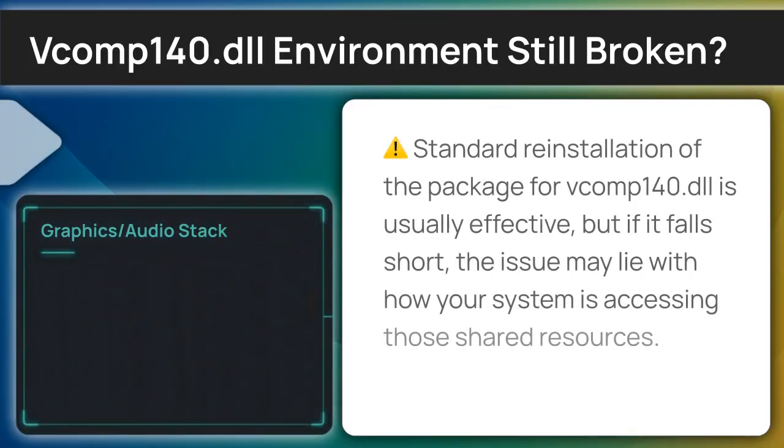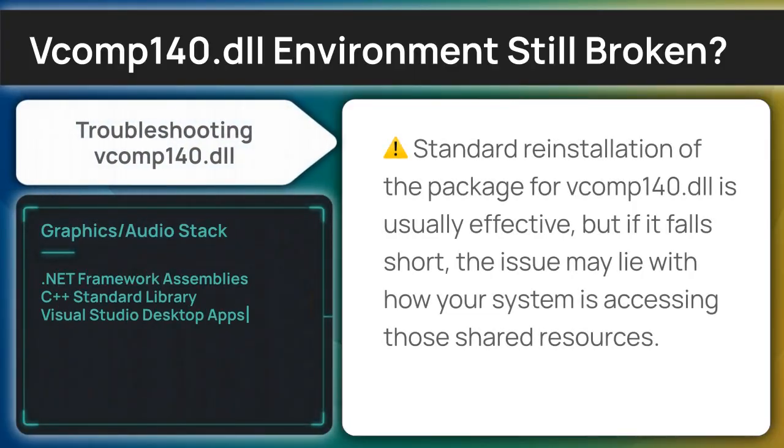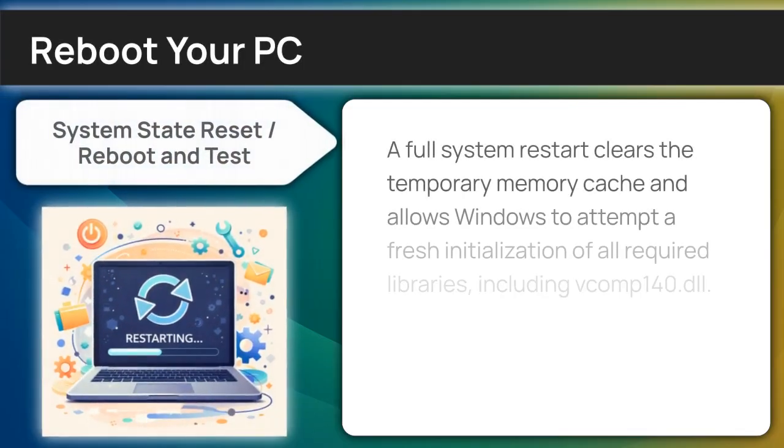When the primary installation path fails, a more surgical approach to checking your system's environmental variables is required. A full system restart ensures that no background processes are currently locking the vcomp140 file. A fresh boot allows Windows to reinitialize its library map from a clean state.